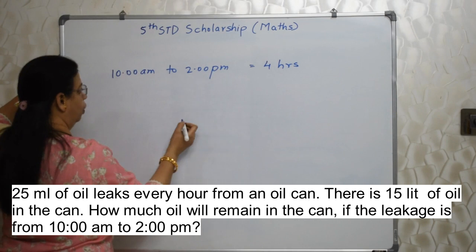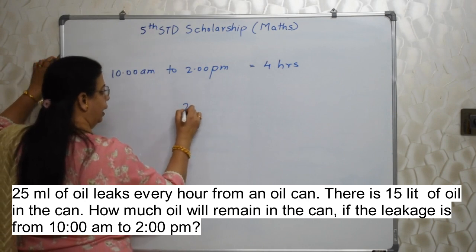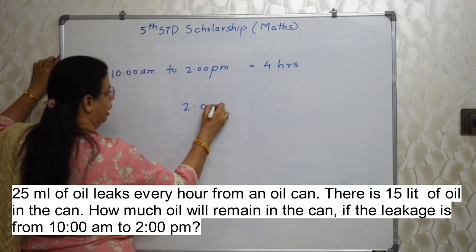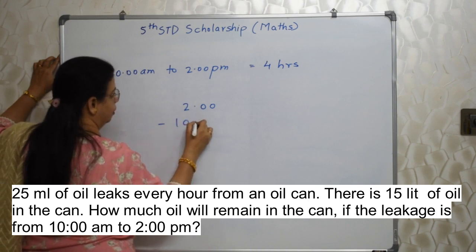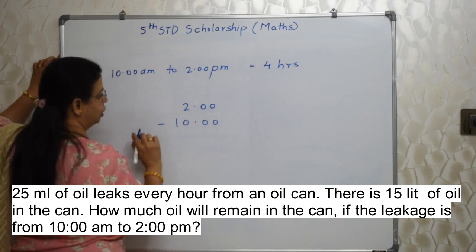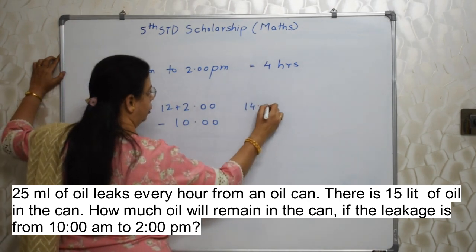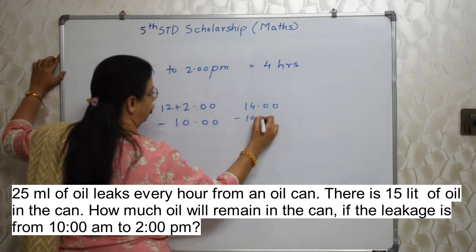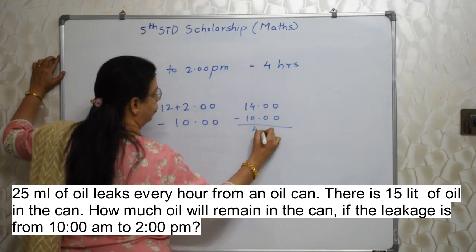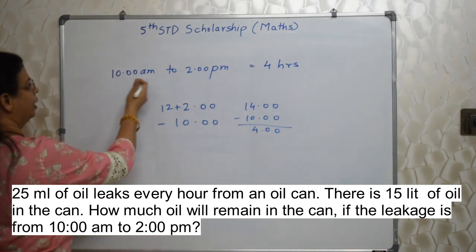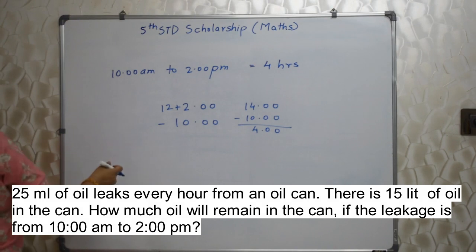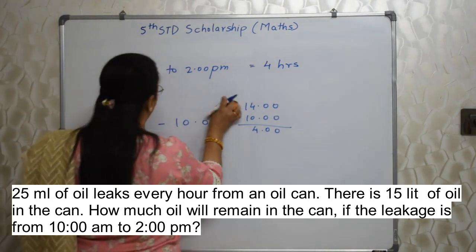If you don't know, then you have to write like this: later time minus earlier time. Now this 2 is small, so you add 12 to it. So it becomes 14.00 minus 10.00. Then you will get 4 hours. But here it is very simple, no need of writing all this. With the help of fingers also you can find out.